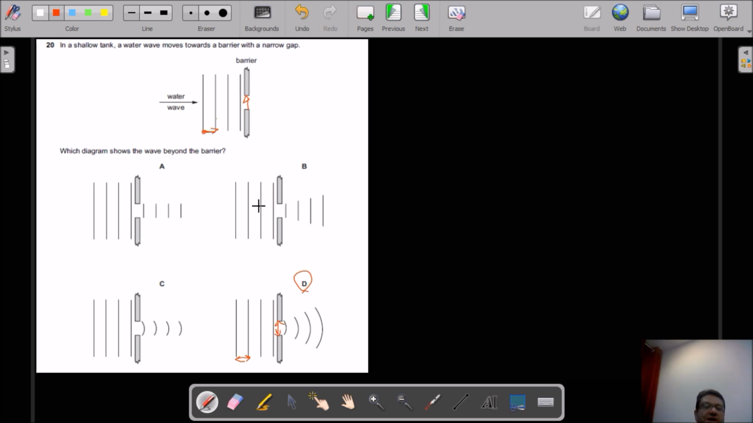First of all, for A and B, diffraction didn't happen, and for C, the curve shouldn't be like that. Waves expand and it will be like D. So D is right.